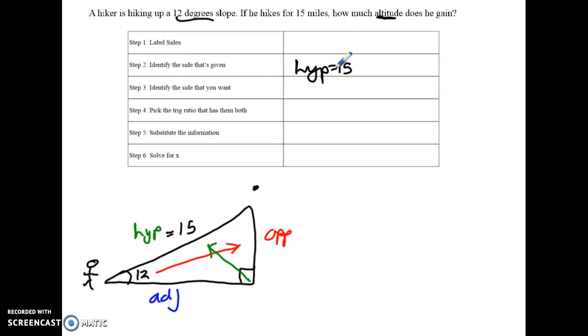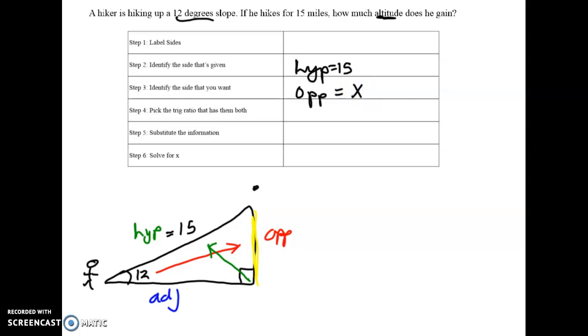Now it says we want to know the height. So when I look at the height, I'm going to look at this side right here for our height. That is our opposite side. So we could say that our opposite side is what we're trying to find out. So that is our unknown. So I'm going to put an X there.